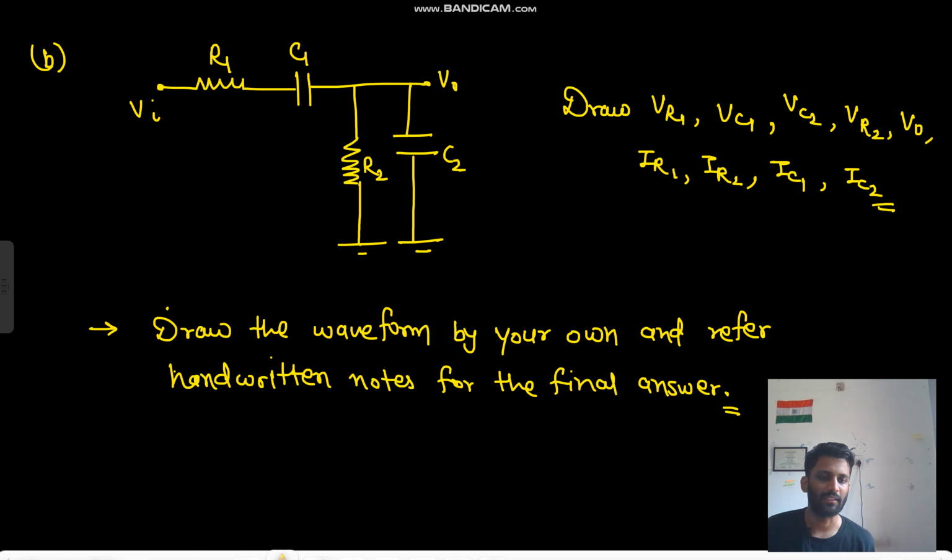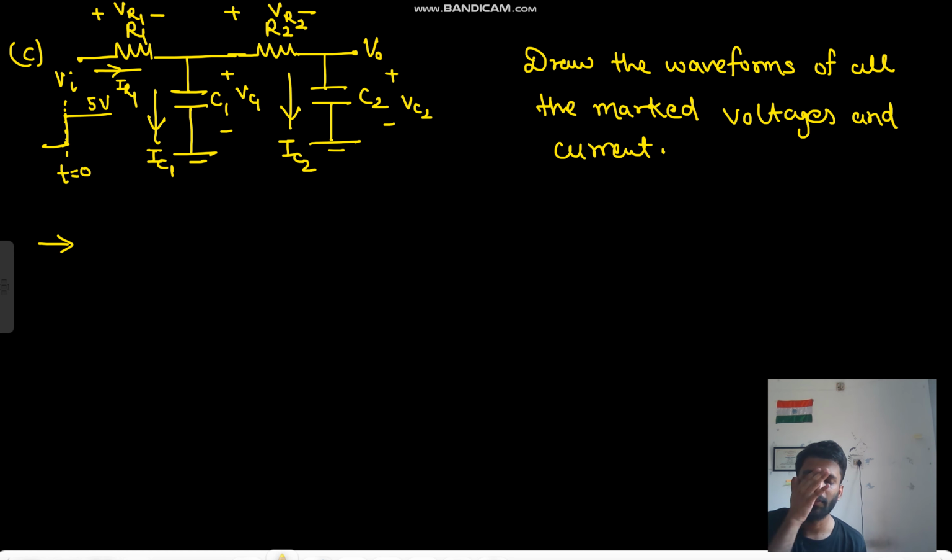Now we will see the third circuit. Hello everyone. Now we will see the analysis of this circuit. Initially at t equals 0, you have to draw the waveform of all the marked voltages and currents: IR1, IR2, IC1, IC2, VR1, VR2, VC1 and VC2, and also V0, that is equal to VC2.